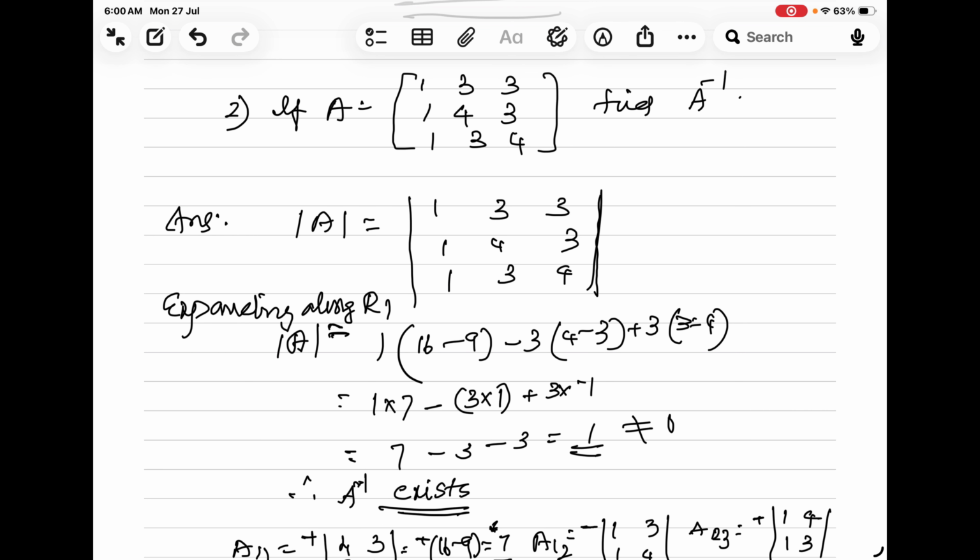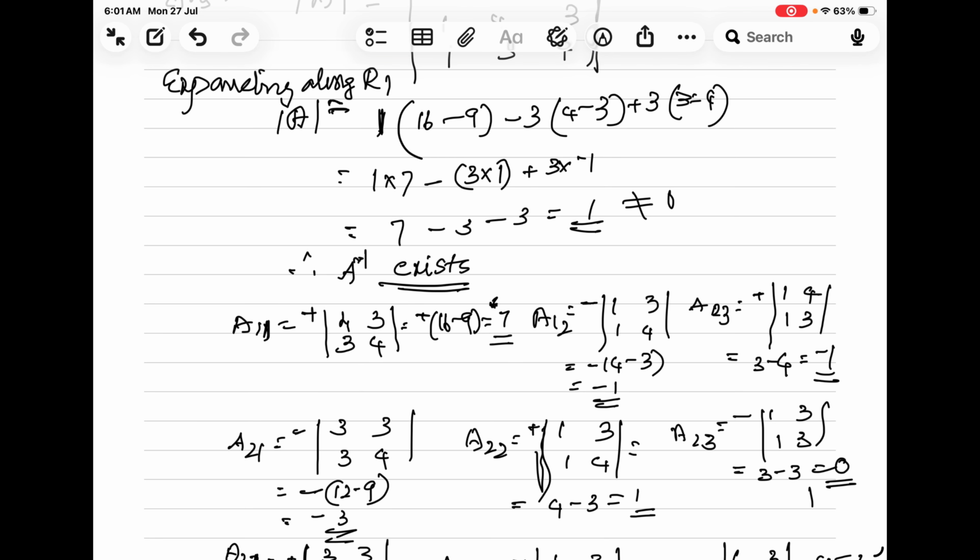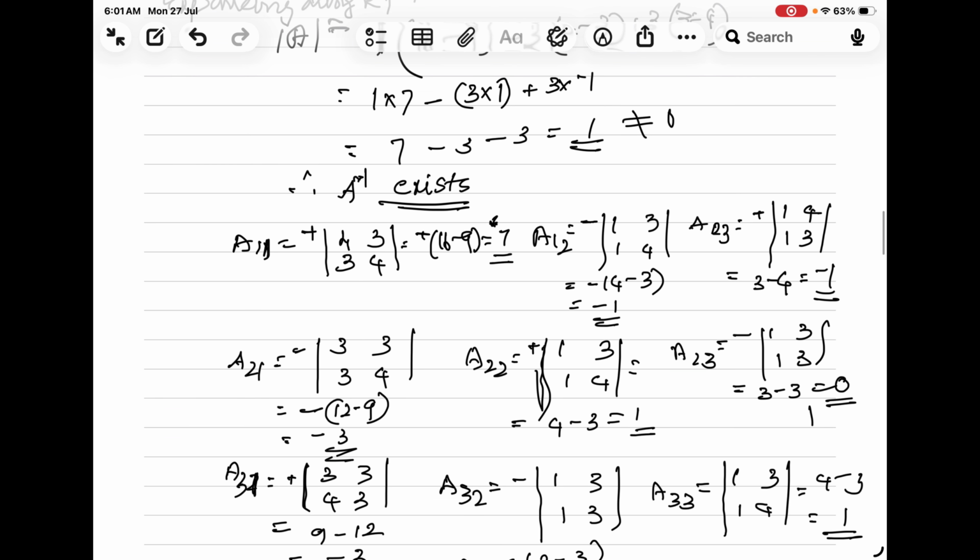That is equal to 1 into 7 minus 3 into 1 plus 3 into negative 1. That is 7 minus 3 minus 3, that is 1, which is not equal to 0. Therefore, A inverse exists. Then we want to find adjoint of A. For that, we want to find the cofactors A11, A12, A13, and A21, A22, A23, and A31, A32, A33.